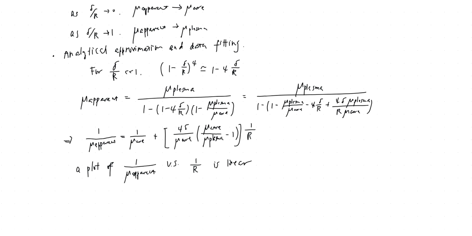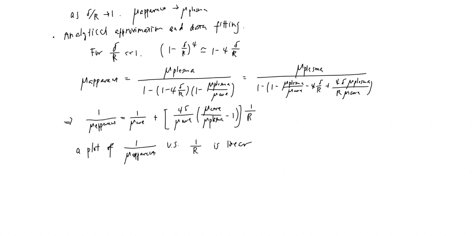To get this, you will do experiments for several different R values. So you change your vessel diameter a little bit. You get different capital R, and then you do the measurement, you get a different mu apparent. Then you would plot 1 over mu apparent versus 1 over R, and then you fit it as a line. It will give you a linear fit.